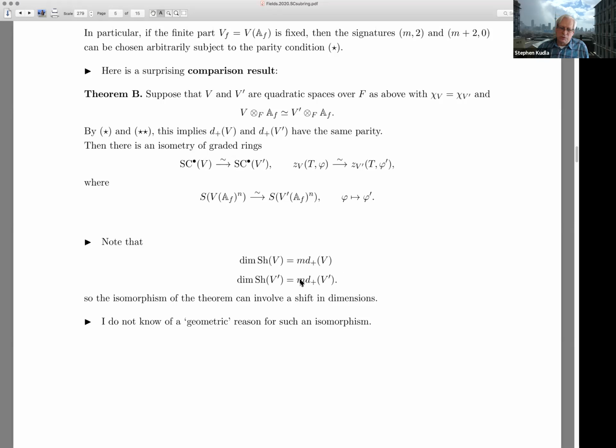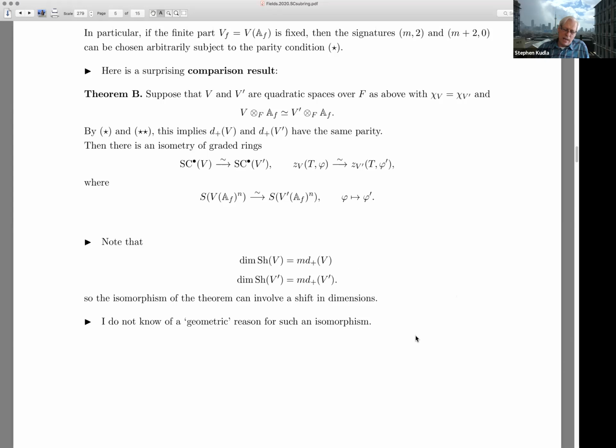And so you can get, for example, if d plus is 1, in which case you could have a single copy of d sigma, and the other one could be any odd number of places, and you'll get a much, much bigger variety. Of course, the codimension of the special cycle is also shifted. So anyway, I find this quite a surprising thing. And I don't know any geometric reason for it.